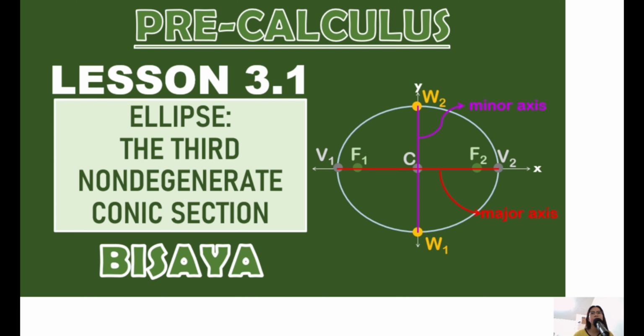Hi everyone! So, karon na natin sa lesson 3.1 sa pre-calculus. So, kaning lesson, this will tackle ellipse. So, ang ellipse, this is the third non-degenerate conic section. Ang una gani kay ang circle and then parabola. Karon na natin sa ellipse.